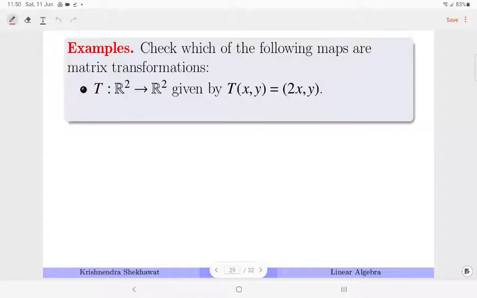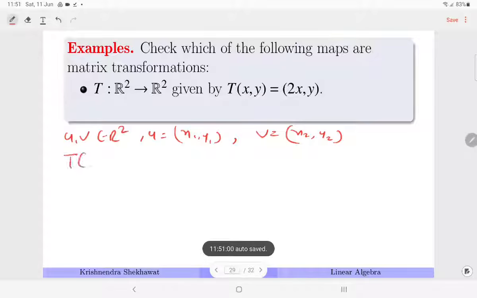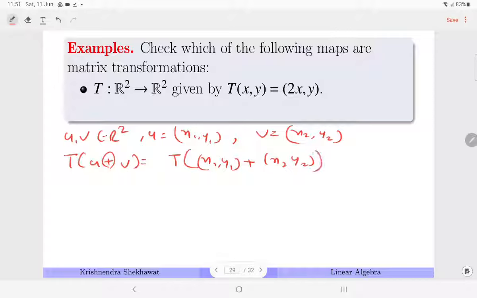So now let's see some exercises. We have to check whether the following are matrix transformations or not. Let u and v belong to R2 such that u is equal to (x1, y1) and v is equal to (x2, y2). I have to show that the two properties which we discussed in the last slide should hold to show it is a matrix transformation. So now T of u plus v becomes T of (x1, y1) plus (x2, y2), which is the same as T of (x1 plus x2, y1 plus y2).